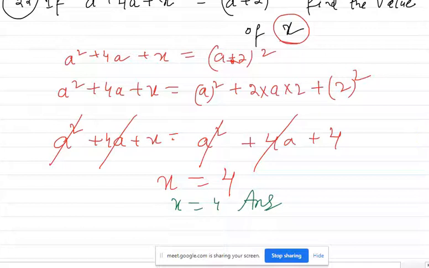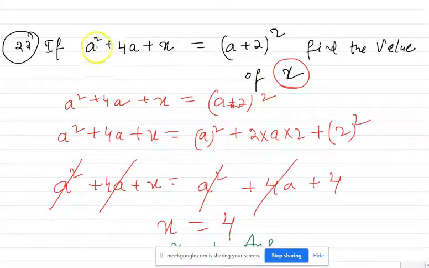Okay, once more I am telling. The question, if a square plus 4a plus x is equal to a plus 2 whole square, find the value of x.